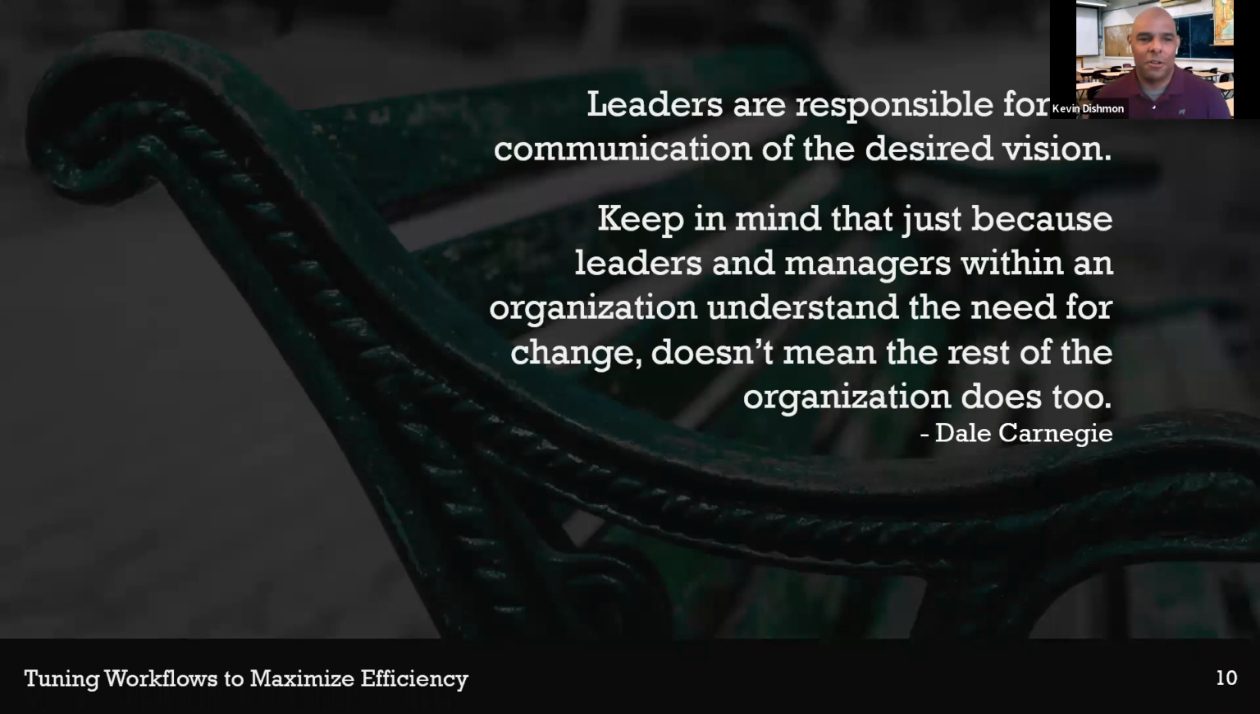Let's take another seat here. Another message from Dale Carnegie. In speaking of, leaders are responsible for the communication of their vision. And so by saying that, what I mean is, we have these workflows, and workflows we already have said are change. It's change management. It's about influencing people to move in a certain direction.